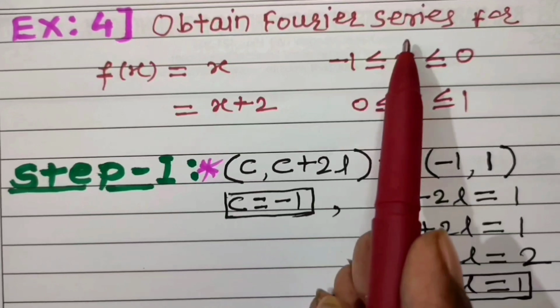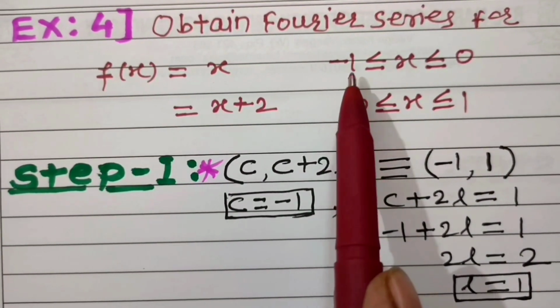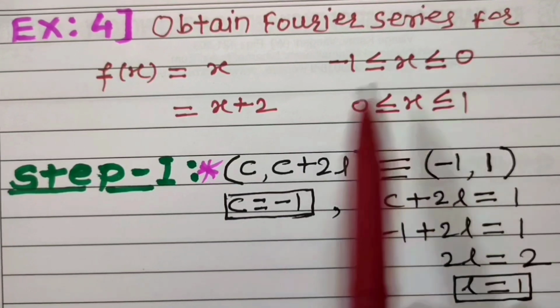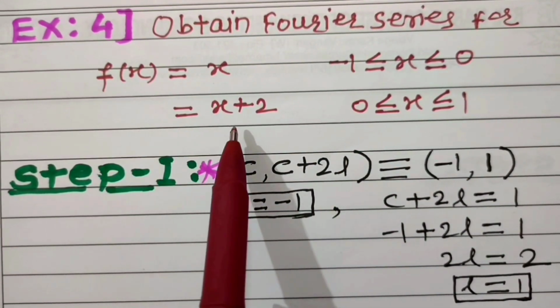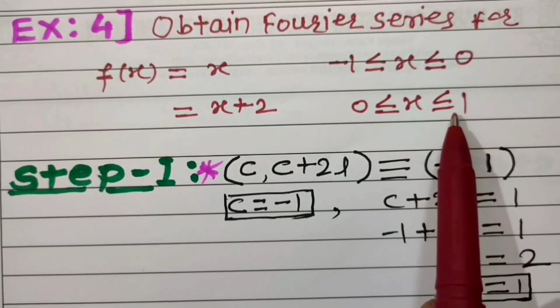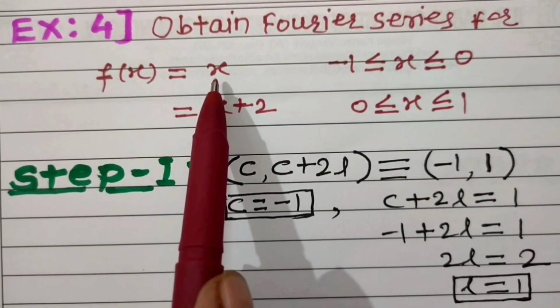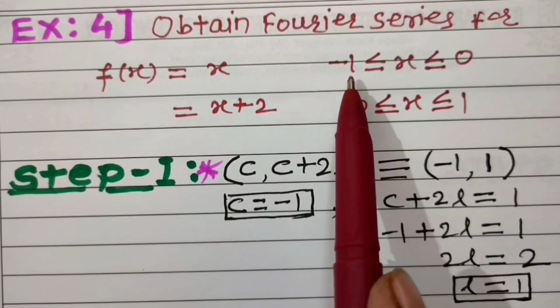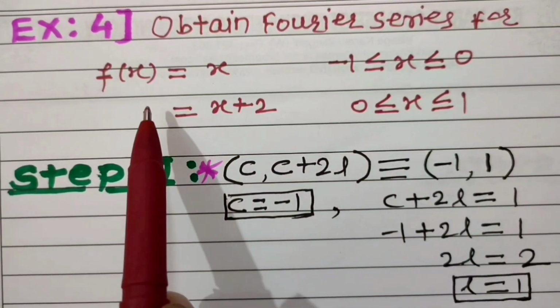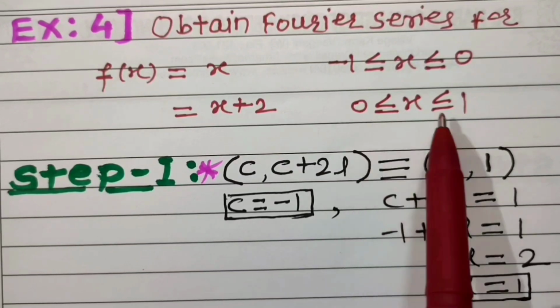Now let us solve example number 4. Obtain the Fourier series for f of x equal to x, which lies between minus 1 and 0, and f of x equal to x plus 2, which lies in the 0 to 1 interval. Here f of x is having two values. The first value is x, which lies in the interval from minus 1 to 0. The second value is x plus 2, which lies in the interval from 0 to 1.